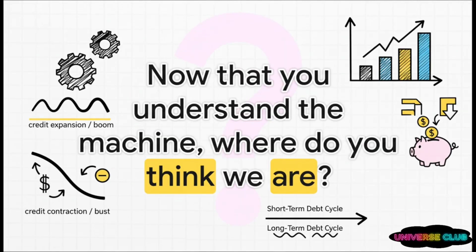And that's our look at the economic machine. You now have the simple but powerful framework. You understand the transactions, you see the power of credit, and you know about the 2 big cycles that are always at play. So, I'll leave you with a question to chew on. Now that you have this lens, where do you think we are in the cycle right now? And what does that tell you about what might be just around the corner?